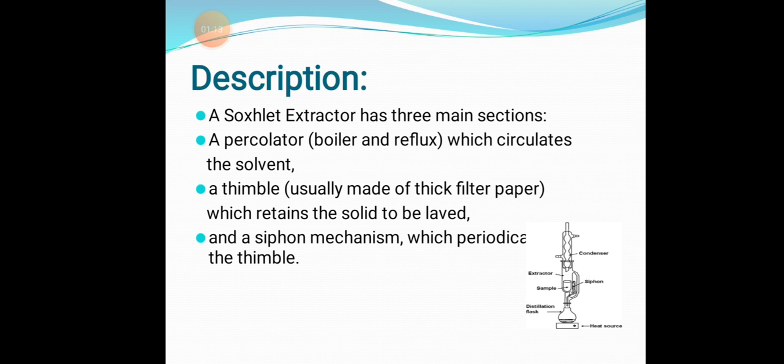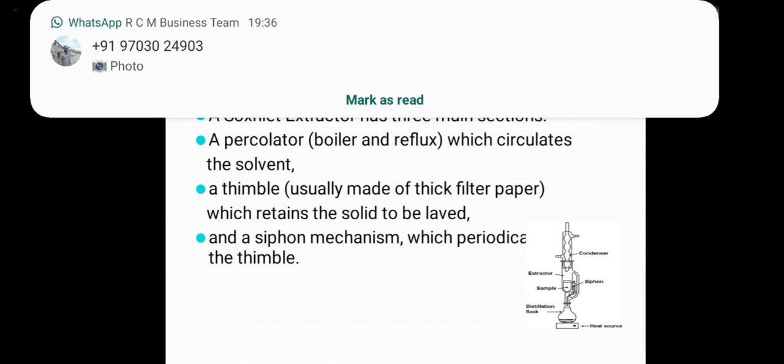A Soxhlet extractor has three main sections. First, a percolator, that is boiler and reflux, which circulates the solvent. The second component is a thimble, usually made of thick filter paper, which retains the solid to be leached. And the third component is a siphon mechanism, which periodically empties the thimble.